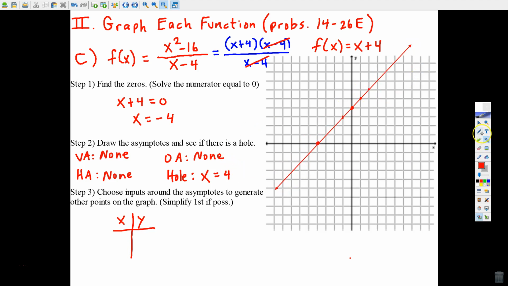Now don't forget, it's easy to forget. A lot of students will identify where the hole should be, but then when it comes to graphing, they actually forget to plug it in. So I should have a hole on this line where x equals 4. So there's a couple ways to think about this. I could go to x equals 4, which is here on the x-axis, and then just travel straight up, in this case, until I get to the line.